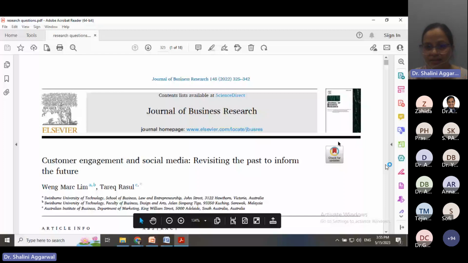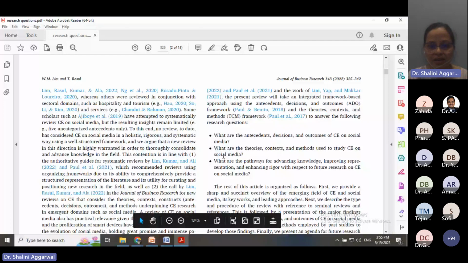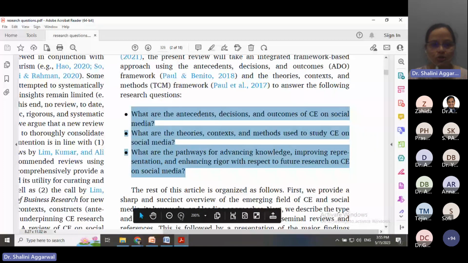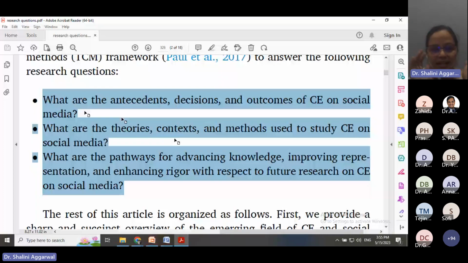Now, everybody please read this. This is a research question. Let me increase the font size so it is clearly visible to everyone here. Can you read this? I want each of the participants who is here to please read this. These are the research questions. This is using the ADO model. They have written the SLR using the ADO model.